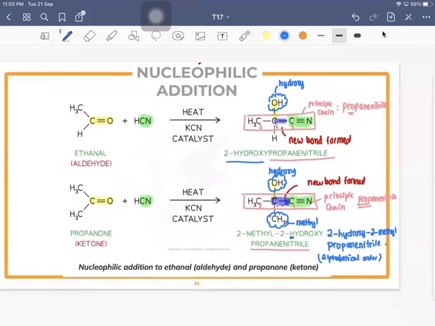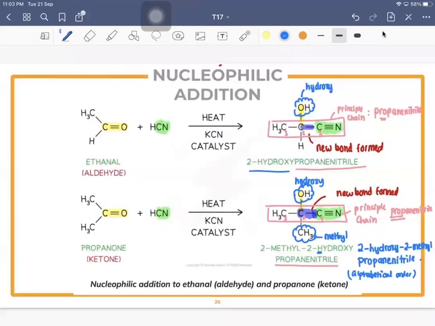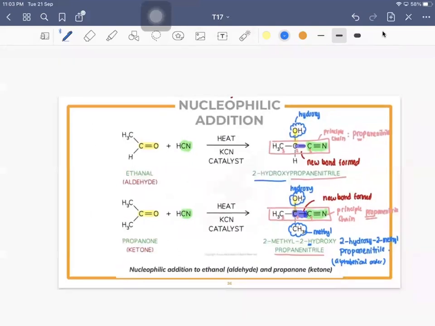Okay, but of course, if you call it 2-methyl 2-hydroxypropane nitrile, it is not wrong because the position of the hydroxy is in the correct position, which is carbon number 2, as well as the methyl, which is on carbon number 2. Okay.